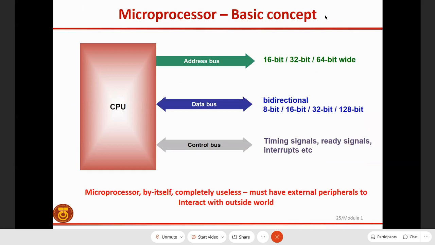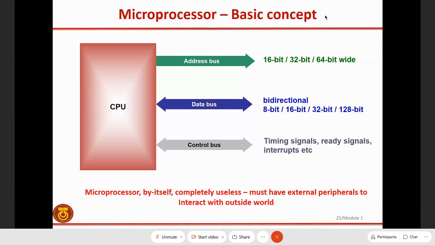Microprocessor basic concept. The CPU is connected to three buses: address bus, data bus, and control bus. This one is one directional. The CPU instructs something, puts an address value on the bus, and then it goes to a memory. But what type of memory? We have other memory types.